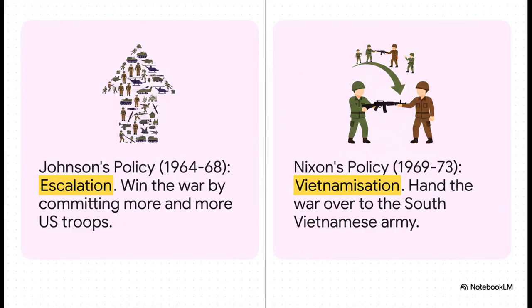And here you see the crucial shift in strategy. Nixon realized that just throwing more American soldiers at the problem wasn't going to work. So he came up with a new plan, Vietnamization. The idea was to train and equip the South Vietnamese army so they could fight the war themselves. This would, in theory, allow American troops to withdraw without South Vietnam immediately collapsing. It was an exit strategy.